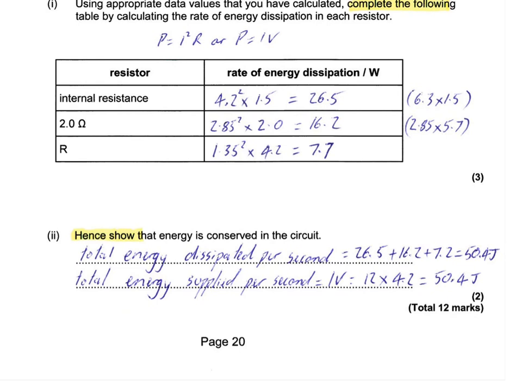Hence show the energy is conserved in the circuit. Well, we can add those values up to show the power dissipation in all the various resistors, and the total energy supplied is just IV for the EMF, so 12 times 4.2, that gives the energy supplied each second, is 50, again comes to the same value, therefore they're conserved. So we're simply adding those three numbers up and comparing it to IV for the EMF. So that's the electricity homework booklet question 15.